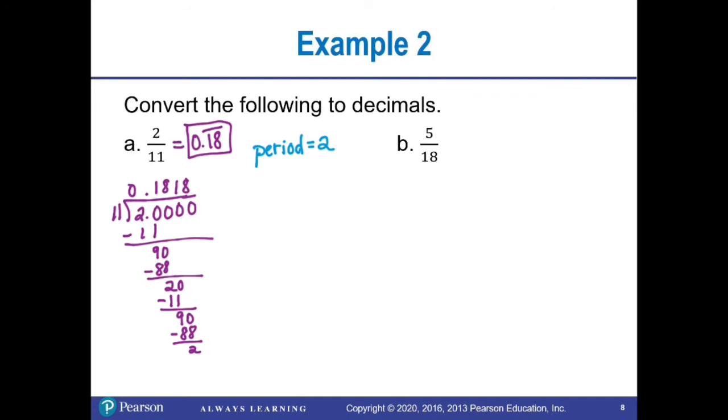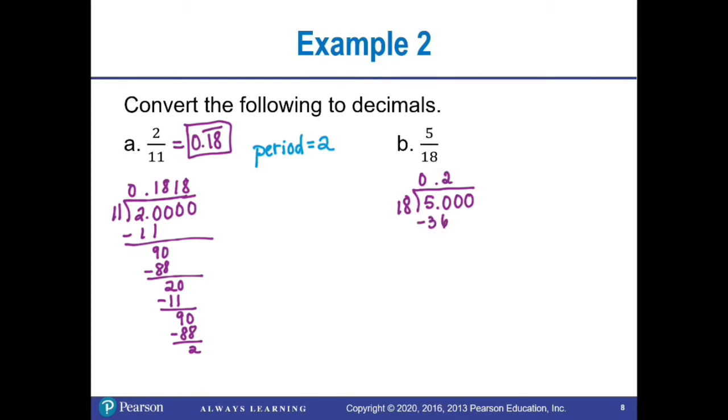In part B, we have 5/18, or 5 divided by 18. So I write my division symbol. 18 goes into 5. The decimal place goes behind the 5. And again, I do not know how many zeros to write to the right of the decimal place, so I write 3 or 4 zeros. Line up your decimal places when you divide. 18 does not go into 5, so we have a 0 in the ones place.